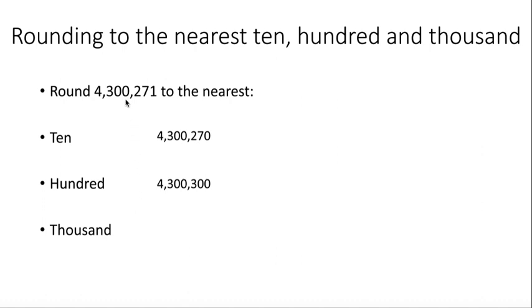Okay, we've got no thousands in this number, and we've got 271. It's less than 5 hundreds, so we need to round down. So we'd round down to no thousands. This means our answer would be 4,300,000, because the 271 would round down to no thousands. A little bit tricky, that one. Well done if you got it correct.